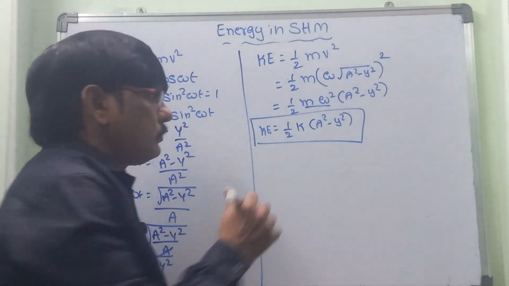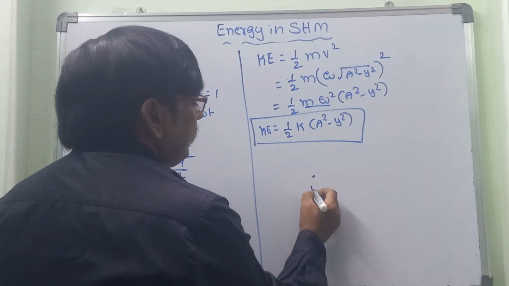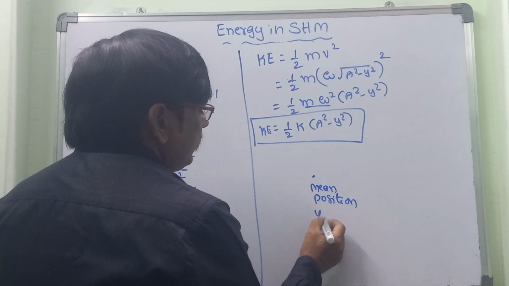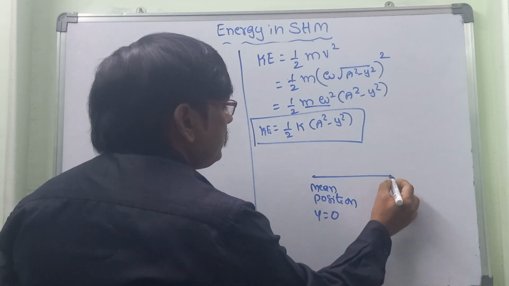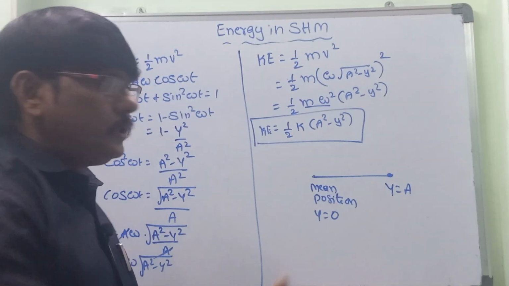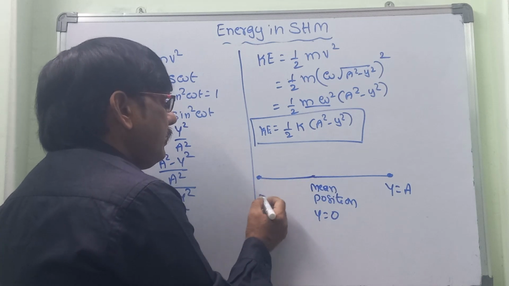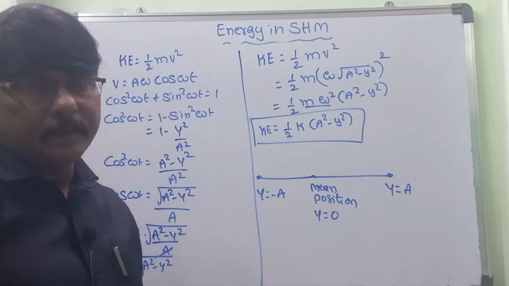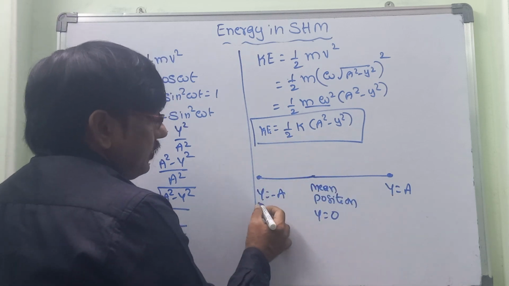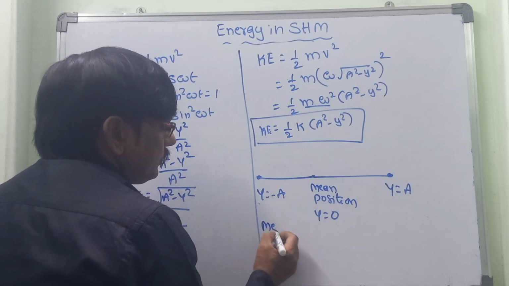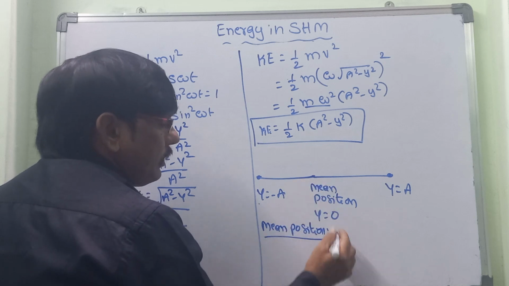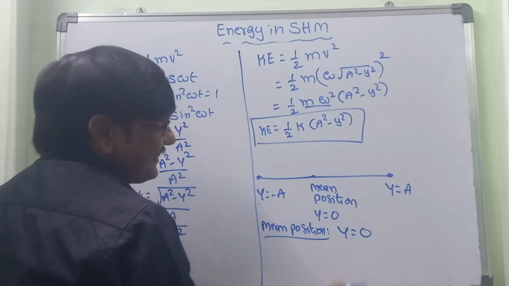Now let's discuss this. If a particle is at the mean position, the displacement is equal to 0. The particle moves towards the extreme position, that is the maximum amplitude. Again, if we move to this side, that is the negative amplitude. Let us substitute these values here and see how the kinetic energy changes. First, let us take the mean position. At the mean position, the displacement y is equal to 0.